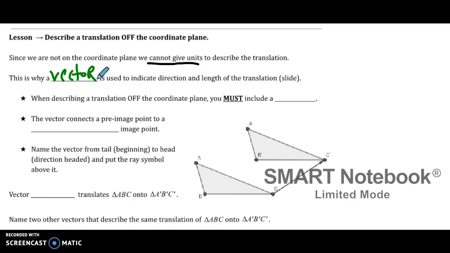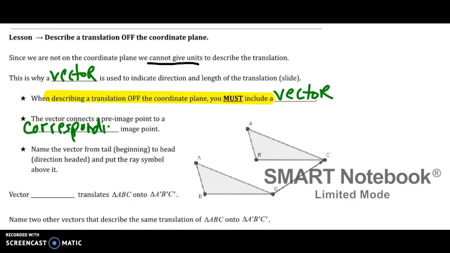Just like we used it to translate a figure off the plane, we will use it to describe a figure that is being translated. So when describing a translation that is not on the plane, it has to include the vector. The vector connects a pre-image point to a corresponding image point. So I can't just connect any pre-image point and image point.